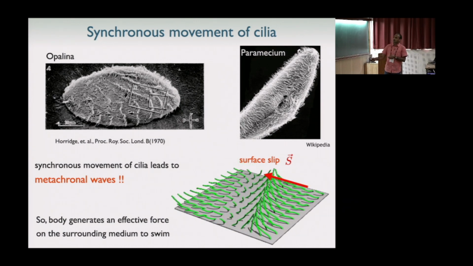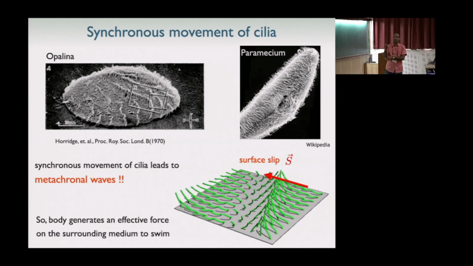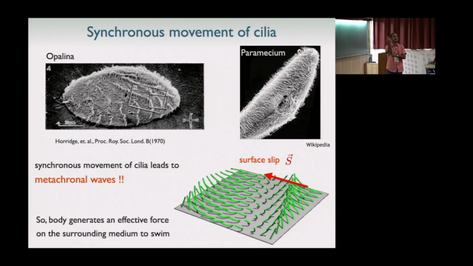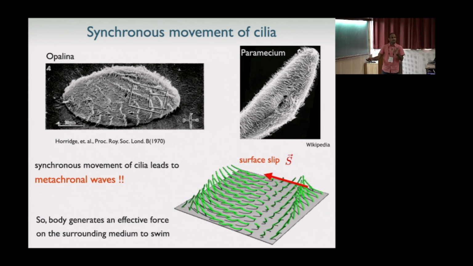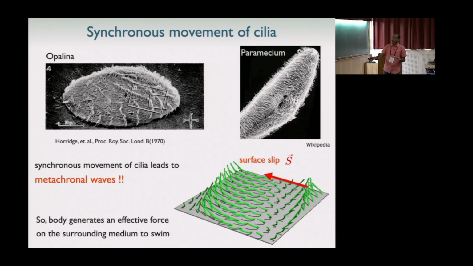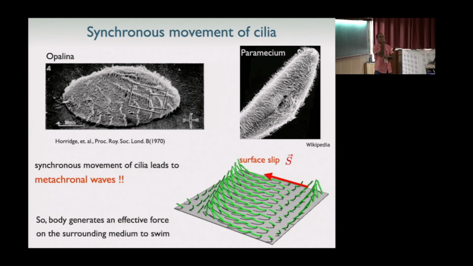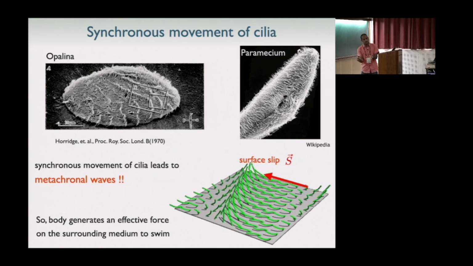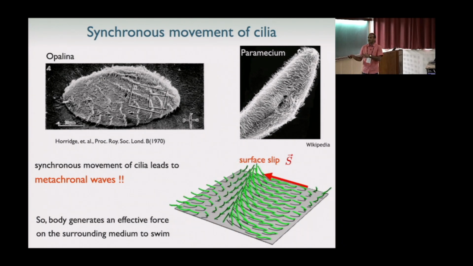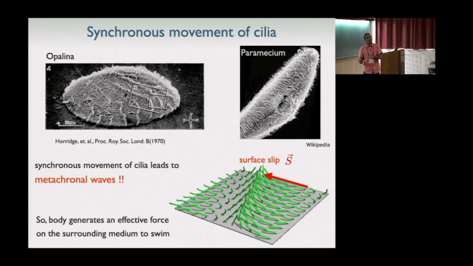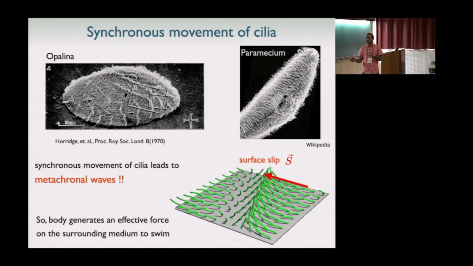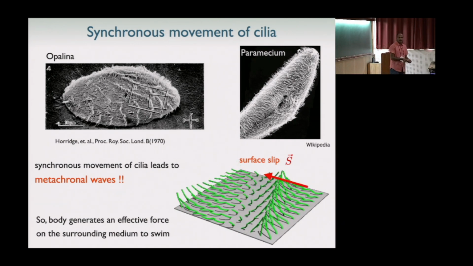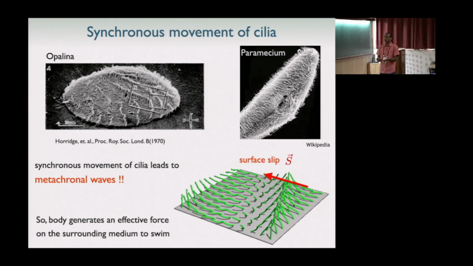Each rod-like structure is a cilium. The cilia move in a regular pattern, in an anti-clockwise direction. So there is already an inbuilt asymmetry in the system, because the cilia don't move randomly, but rather in a preferred direction. Because of this synchronous motion of cilia, an active force is generated on the surrounding fluid. This active force helps the body to move forward.